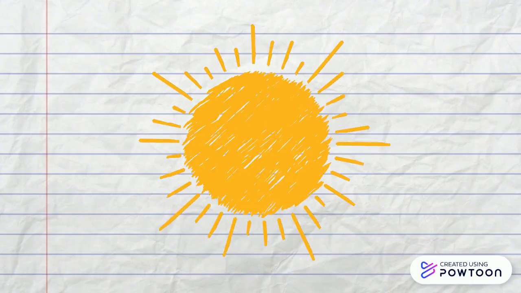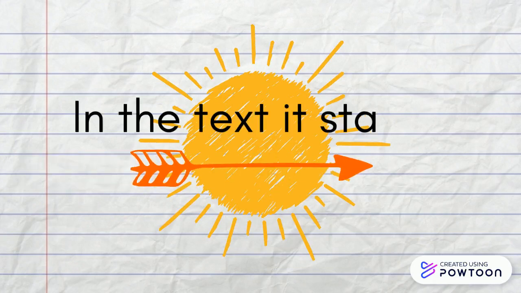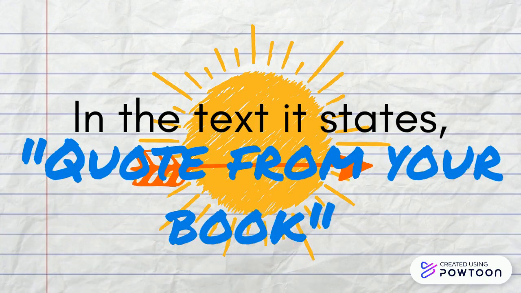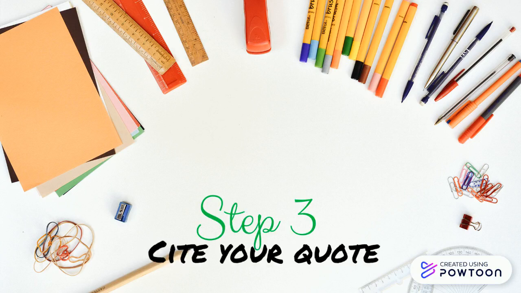Okay, so in general, this is what it should look like so far. I chose the sentence starter "in the text it states," put a comma after it, and then I have quotation marks. This is where your quote from the book will go, and your closing quotation marks. So the last part of this process is just to identify where the quote is coming from. This is basically just giving credit to the author for the quote that you used.